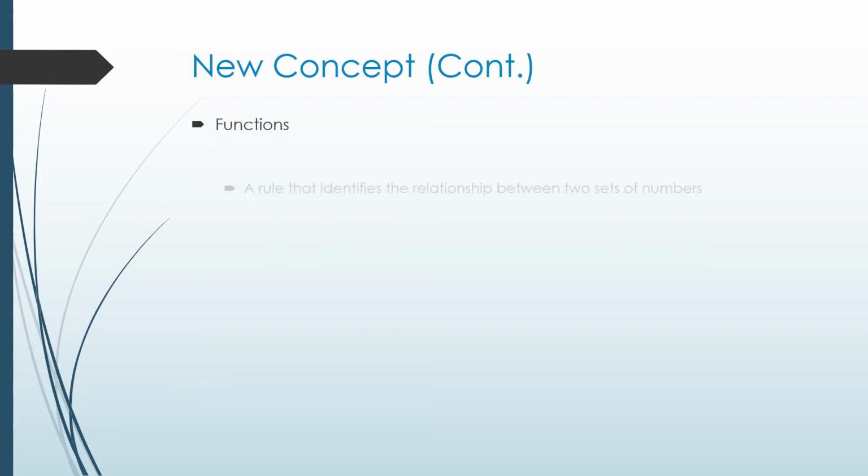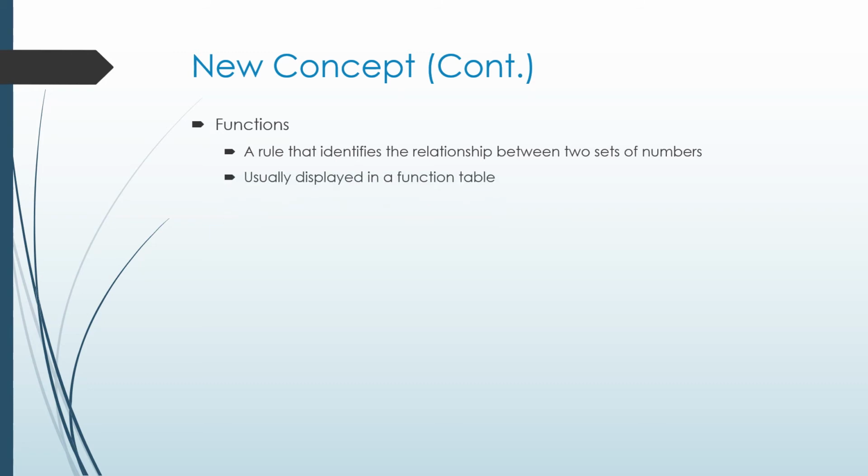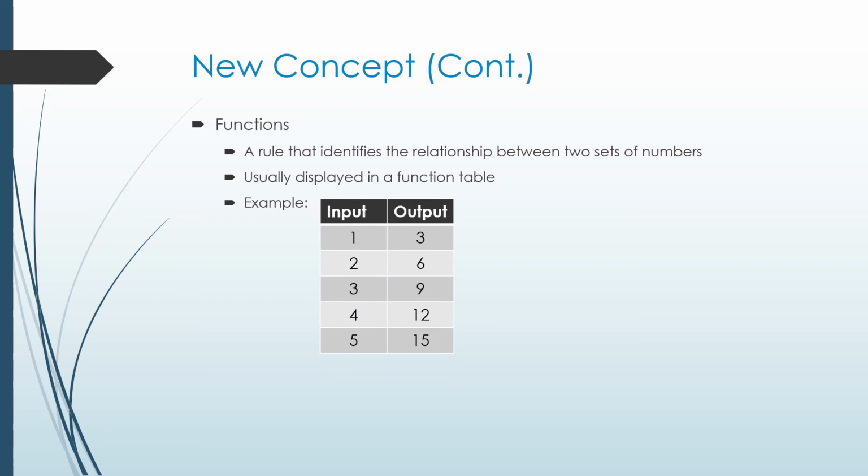The other part of our lesson is about functions. Functions are a rule that identifies the relationship between two sets of numbers. Usually these are displayed in a function table. Here's an example of a function table. It'll be some kind of input on the left and some kind of output on the right. Input is the number that we're using to put into the function. Output is the number that comes out because of what the function is. If you look at this table, notice that for each input number to get the output number, we're multiplying by 3. So the rule for this function would be input number times 3 equals output number. If I told you I want you to find the 8th number in this chart, you would just do 8 times 3 and it would be 24.